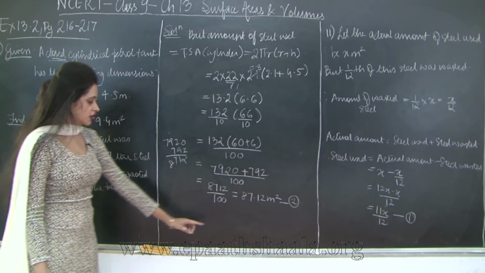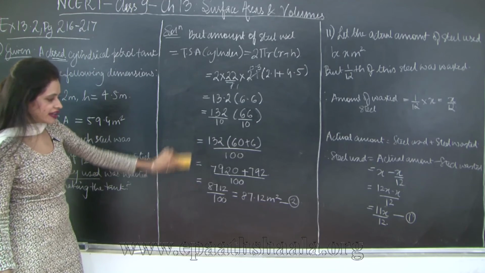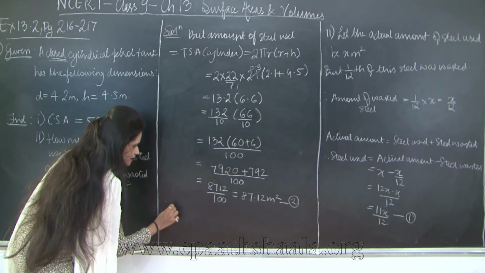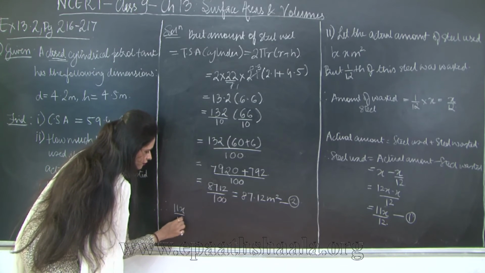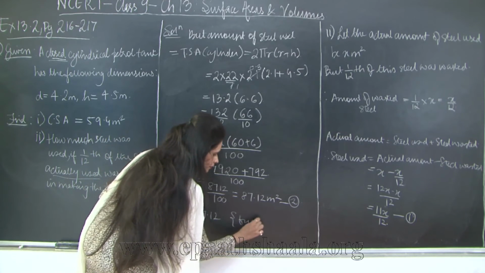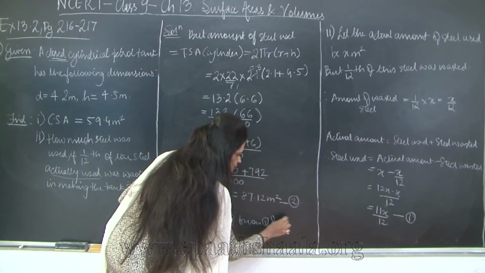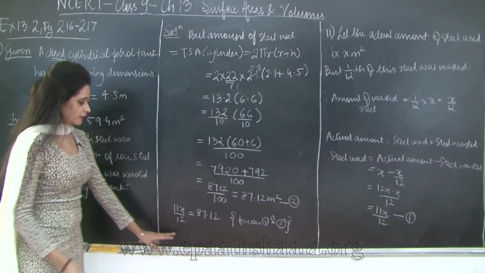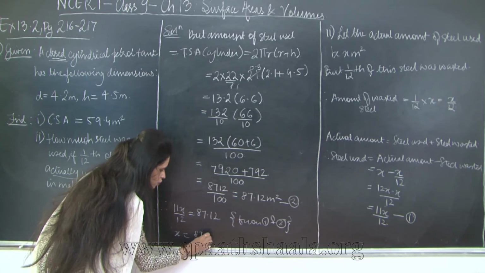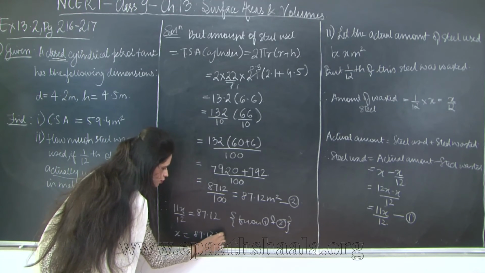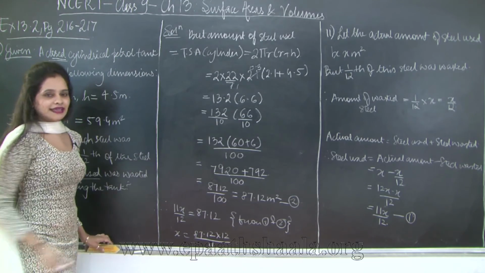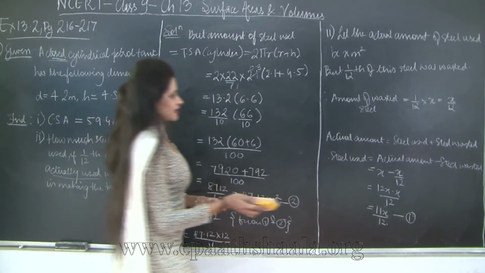So 1 and 2 are equal, right? So what do I get? 11x upon 12 is equal to 87.12. Therefore, I get 11x upon 12 is equal to 87.12, from 1 and 2. Therefore, if you cross multiply, you get x is equal to 87.12 into 12 upon 11. Now we are running short of space, so I'm going to erase that section of the board. I hope you've taken down a note of it.